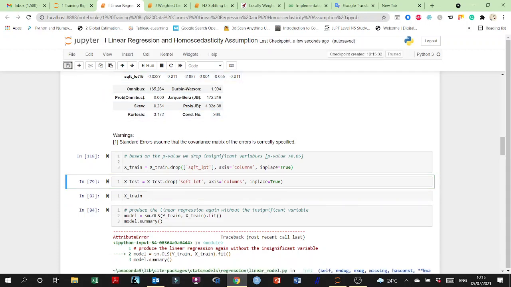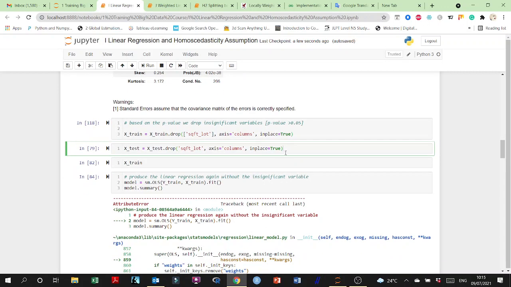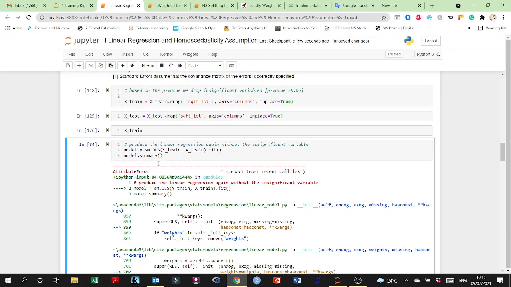So we dropped the square foot lot, and over here I'm going to drop it also from the training data set so that we don't forget about it. Then we are going to build the model again. I'm going to build a model with y train, x train, and fit it.